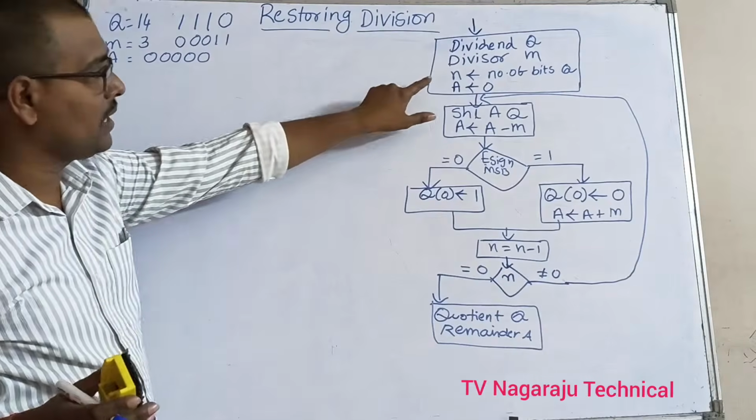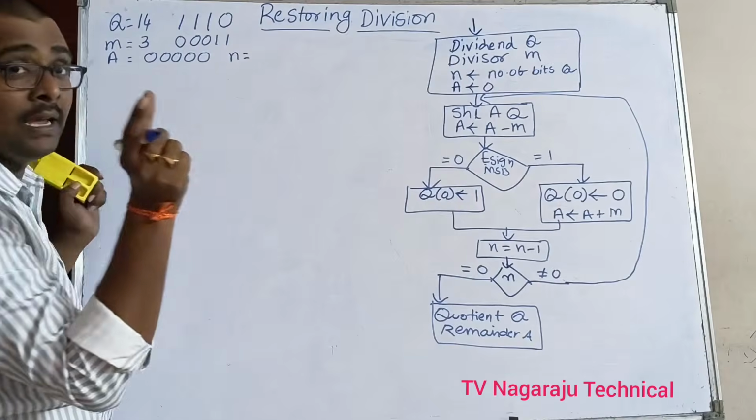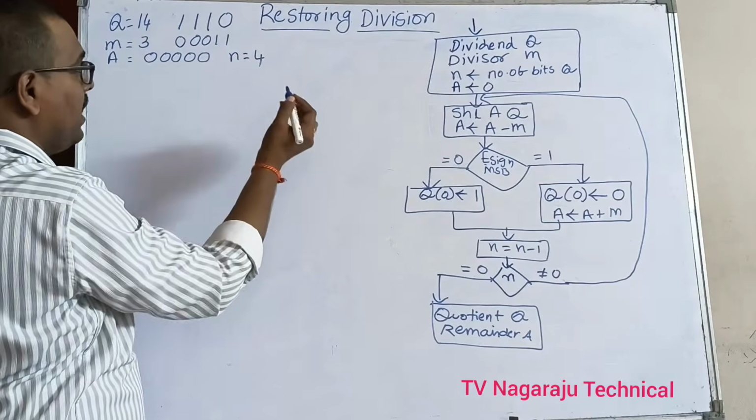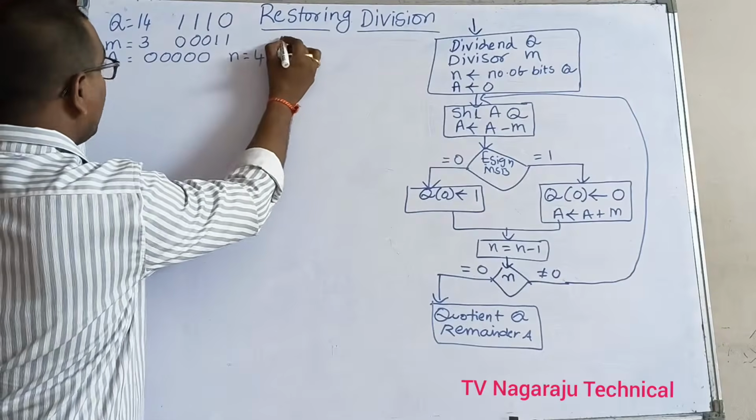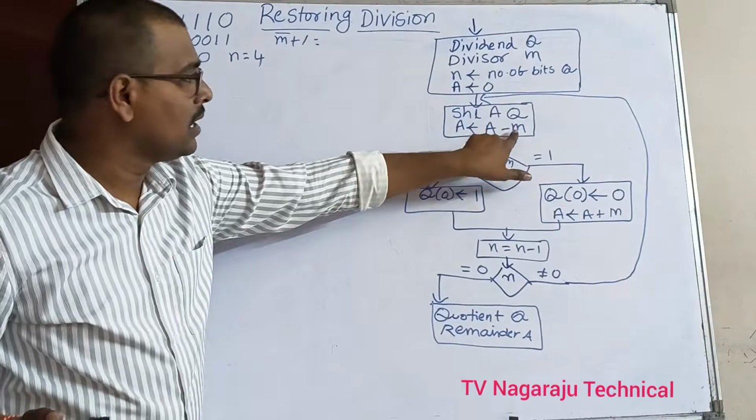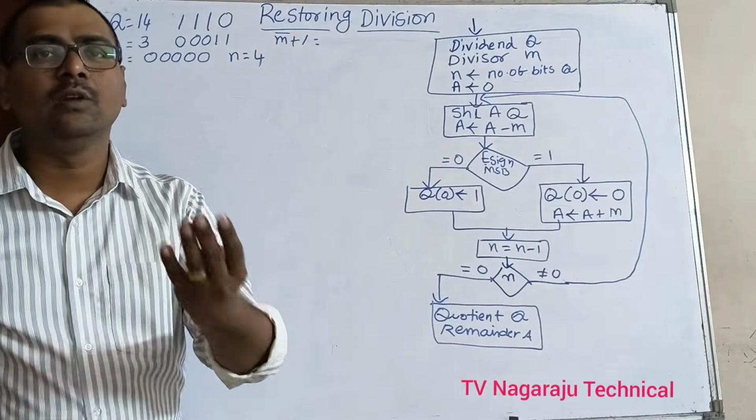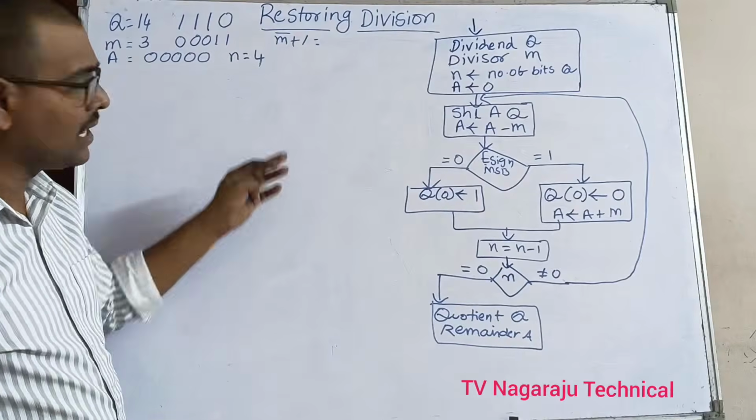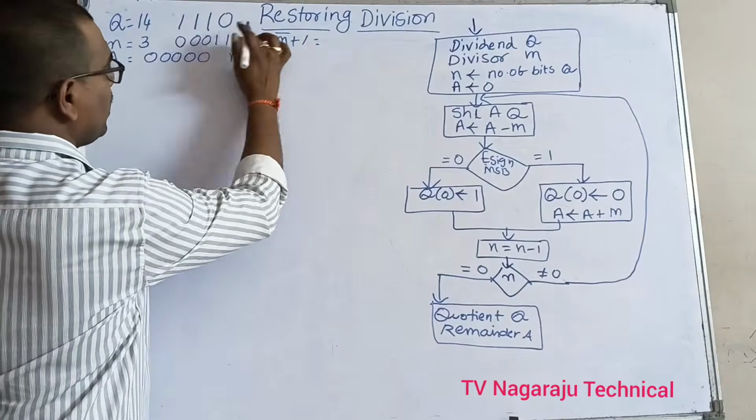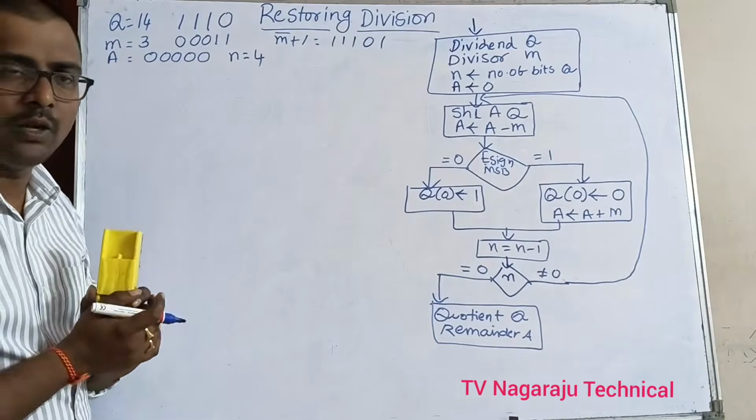So initially, what is the value of A? 0. And what is the value of n? n is equal to 4. Why? Because it is the number of bits of the dividend. One more thing: here I am taking M bar plus 1. Why? Because in this process I am doing subtraction, and subtraction means adding the 2's complement. Instead of calculating it every time, I calculated it initially. What is the 2's complement of this? 11101. We know the procedure for calculating the 2's complement.